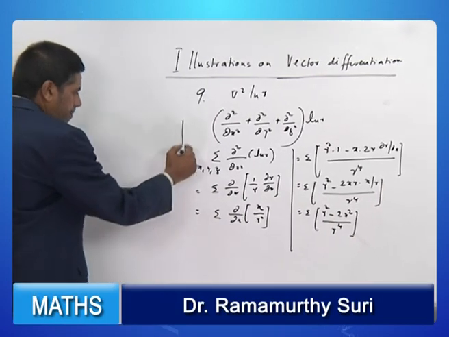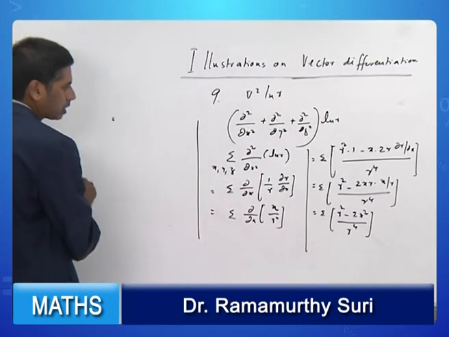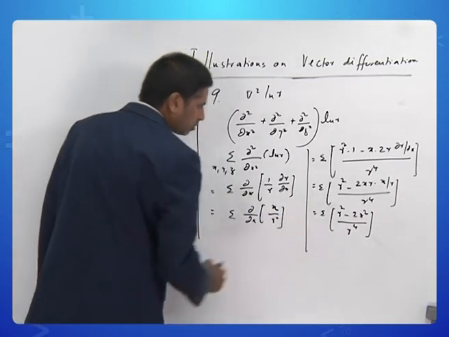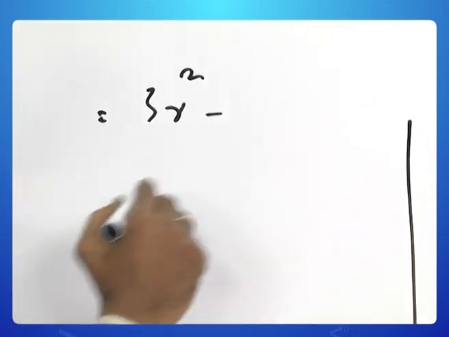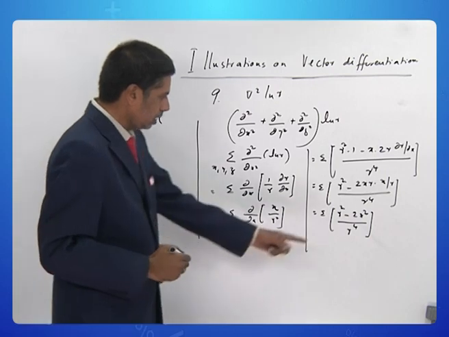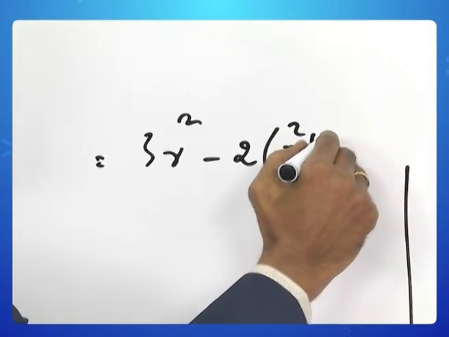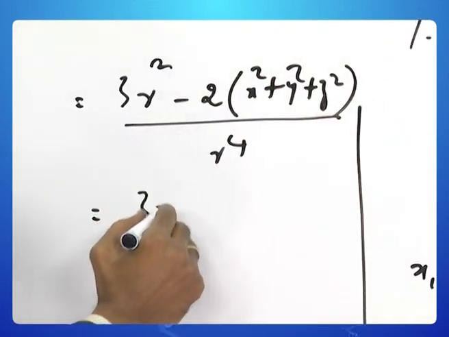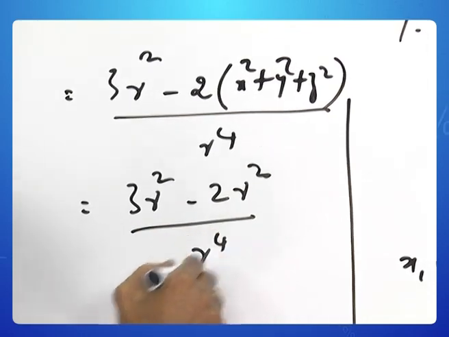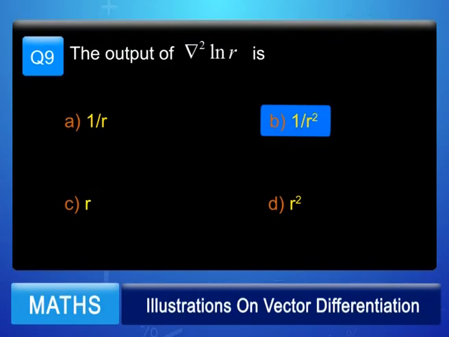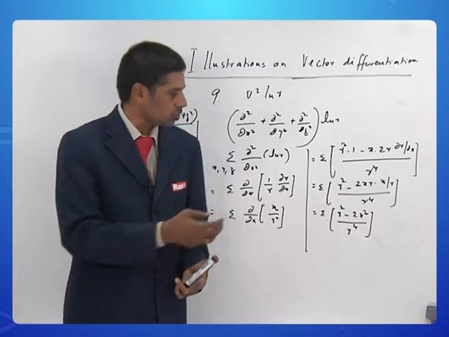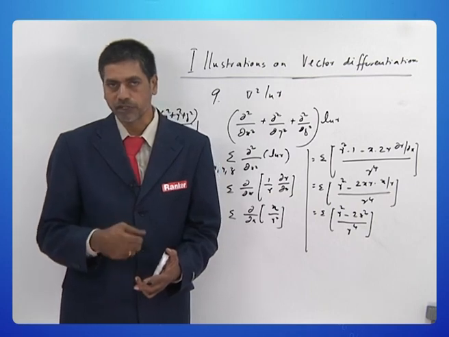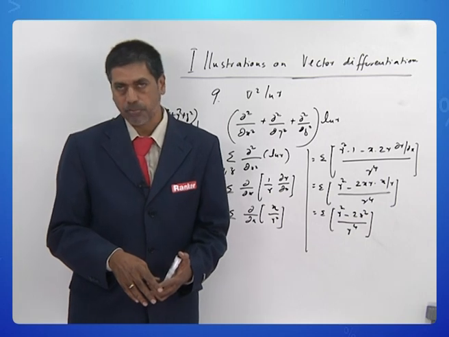Now if you look at this, if you open the summation, you will have 3r square minus 2 into x square plus y square plus z squared by r power 4. But we know this is r square. So 3r square minus 2r square by r power 4. So you get 1 by r square as the option, which is the option B. So you could have done it by other alternative methods, but a student who practices through classical methods can also do it within short time. But one has to have very good grip on the derivatives of r and the definition of the Laplacian and all that. So let's go to the next question.